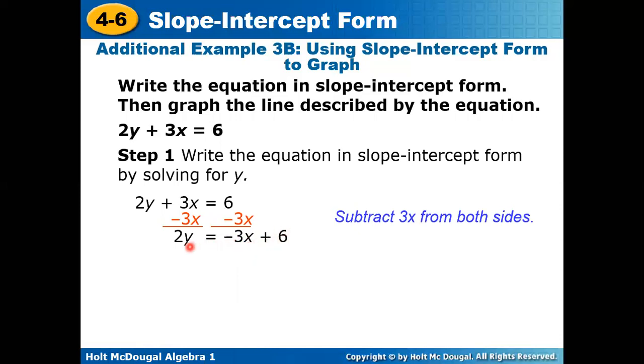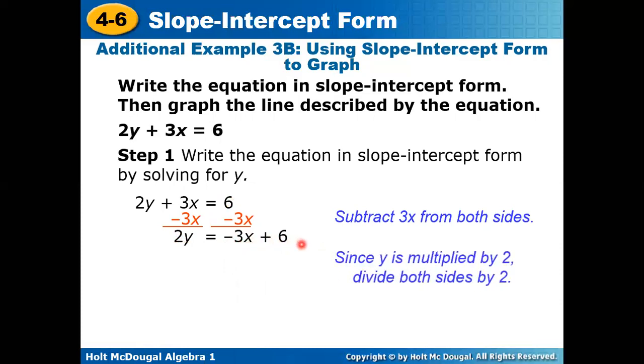We wrote it in this form to make x first, then the number. So can I say this is the slope? Not yet, because y is not alone. The coefficient of y here is 2. We need to make the coefficient of y 1. So divide by 2 on the left and divide by 2 on the right.